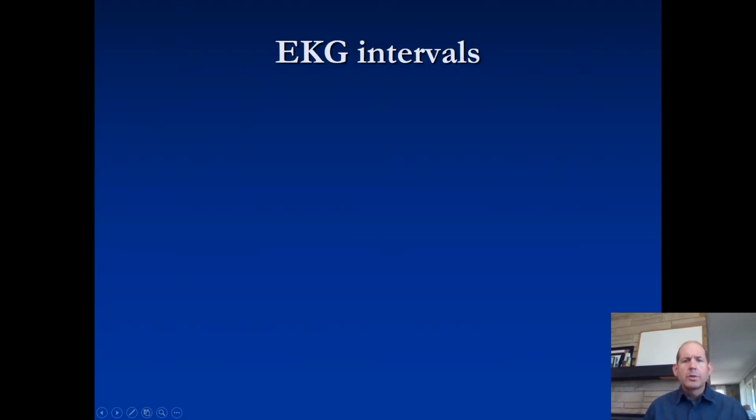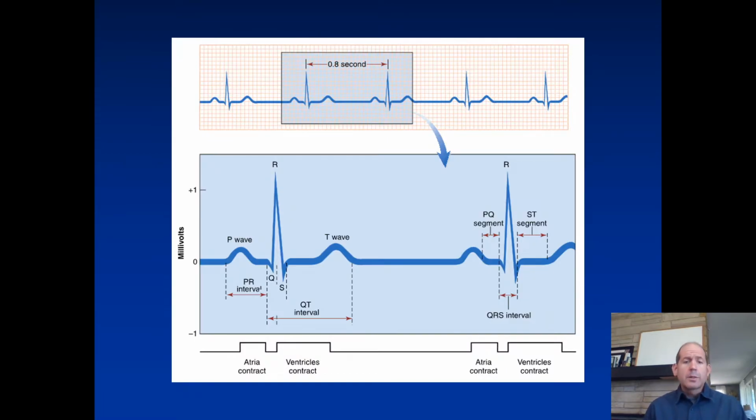All right, now we turn our attention to EKG intervals. These are going to be absolutely critical for identifying arrhythmias. The PR interval, for example, is the beginning of the P wave to the beginning of the QRS complex. So this includes atrial depolarization and also that AV nodal delay.